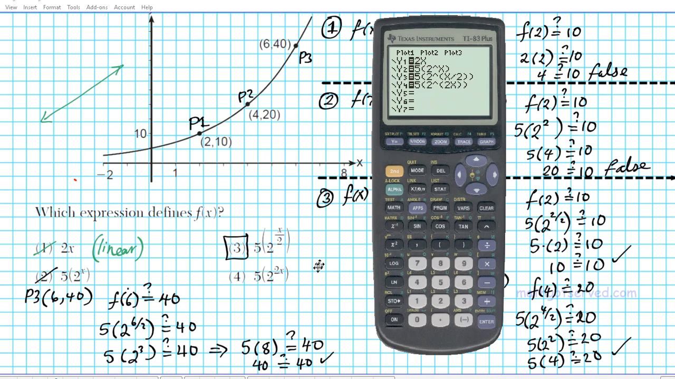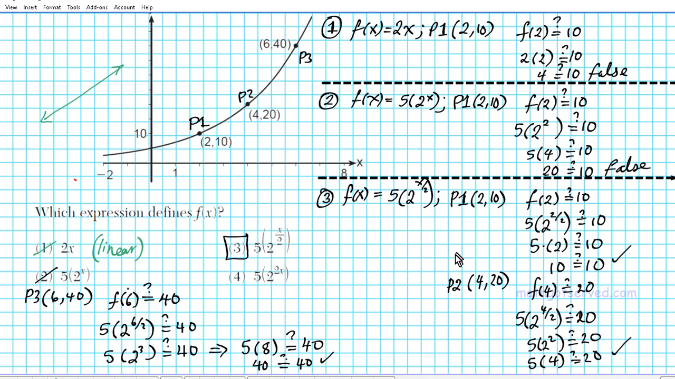But without a graphing calculator, the best strategy would be to just plug the points into the options and see which one satisfies all the points. So this is basically how you generate an exponential model using the graph with specified points.